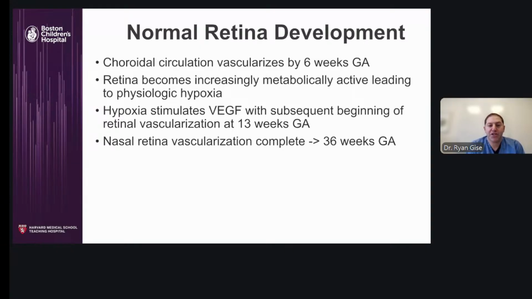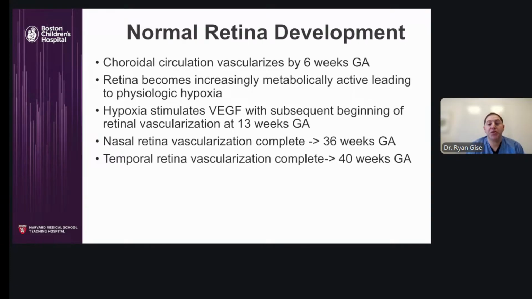Nasal retinal vascularization is usually complete in a term infant around 36 weeks of gestation. Temporal retinal vascularization usually completes by around 40 weeks. So these are kind of our benchmarks for when we're looking at premature infants, what to expect and when to expect it. Every now and then they will vascularize nasally before 36 weeks. Sometimes their gestational ages are just off because remember, they're estimations. And sometimes they'll vascularize temporally before 40 weeks. Sometimes they'll take a lot longer if they have active retinopathy of prematurity and other systemic comorbidities. But it's important to know the normal vascular development and time frame so that you can anticipate what's going to happen in the retina.